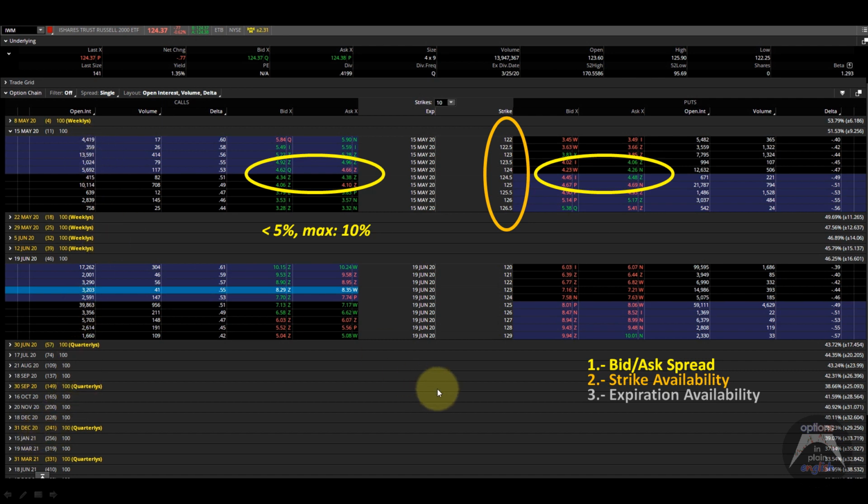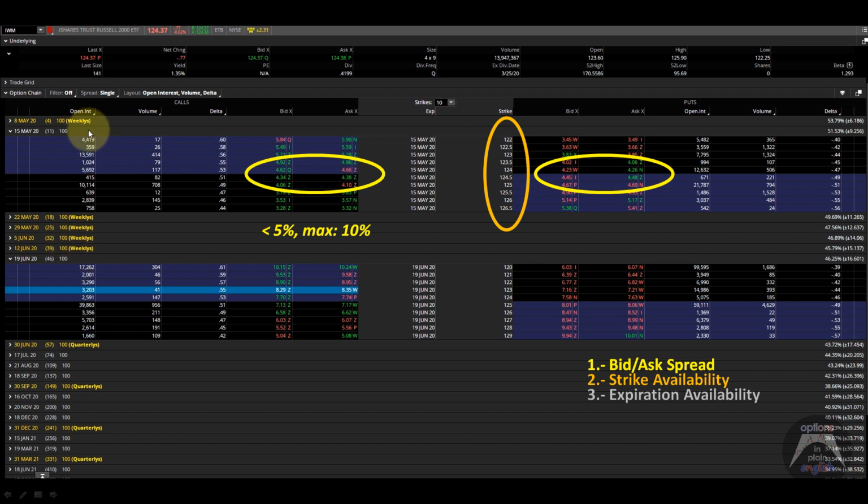So what you want to do, and this is just a quick look, is make sure that you have enough expirations available to you. Basically, make sure that you have weeklies and monthlies. Not very many underlyings have quarterlies, but most of the liquid ones will have weeklies.